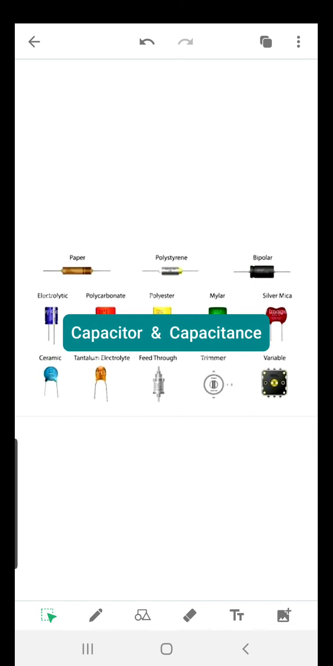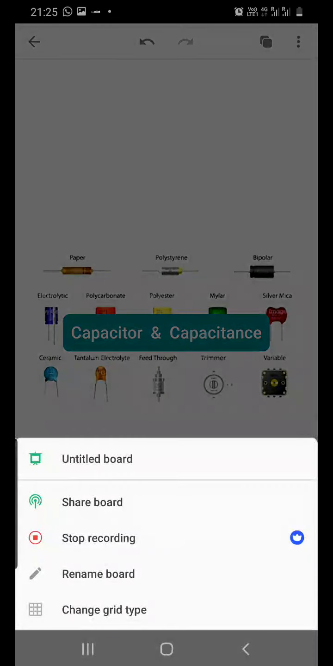So today we will know about the capacitor and its capacitance. So in this video I will cover what is a capacitor and how to calculate the capacitance of a capacitor, then the dielectric constant, then what are the types of capacitors, then what are the standard capacitor values available in the market, and what is the time coefficient, what is the temperature coefficient.